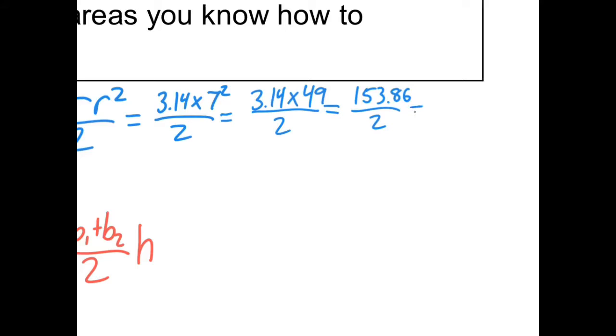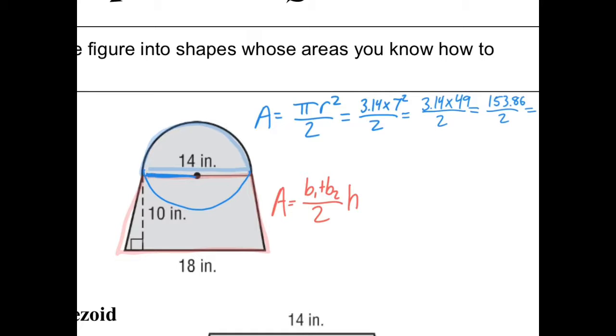Final part is to take the 153.86 and we divide that by 2. So our area of the semicircle is going to be 76.93. So now we have found this entire area right here. We have to go through and find the area of the trapezoid.